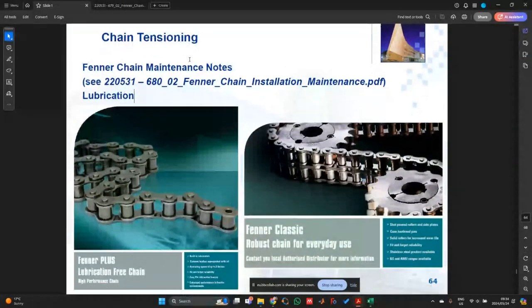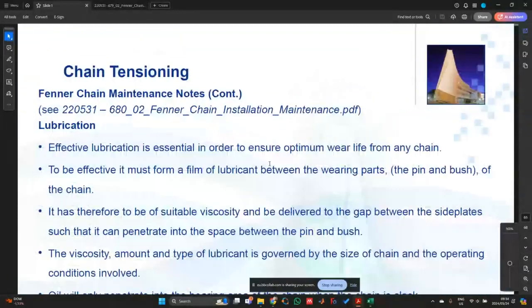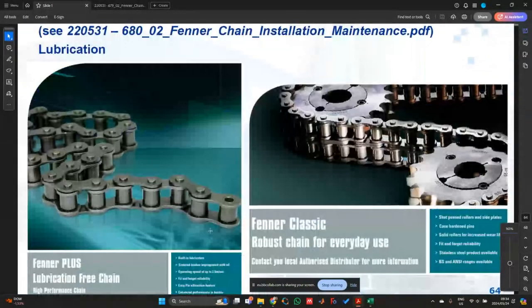Right, so today we're then going to look at the next chain maintenance technique, and that is just with regards to lubrication. So Fenner also provides a product range for different lubrication types. Over here at the bottom, you will see you have this Fenner Plus lubrication-free chain. If we perhaps zoom in a bit, you'll see there is a breakdown of what they say over here.